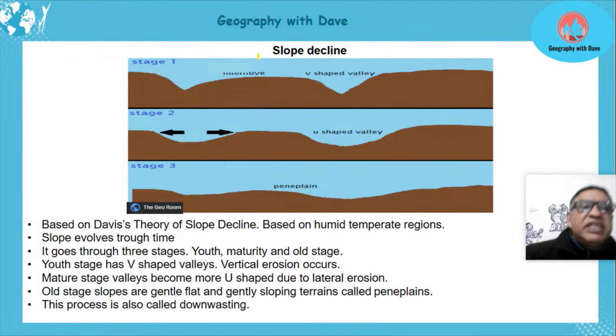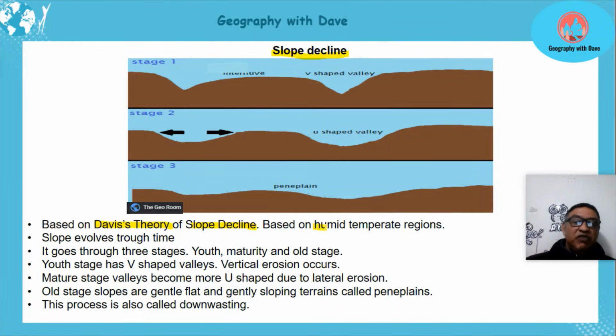So let's look at the theories now, all right? And the first one we have is our slope decline. We said it is when it gets reduced in height, okay? So let's look at it, okay? Now, this was Davis's theory of slope decline. This is what it's based on.